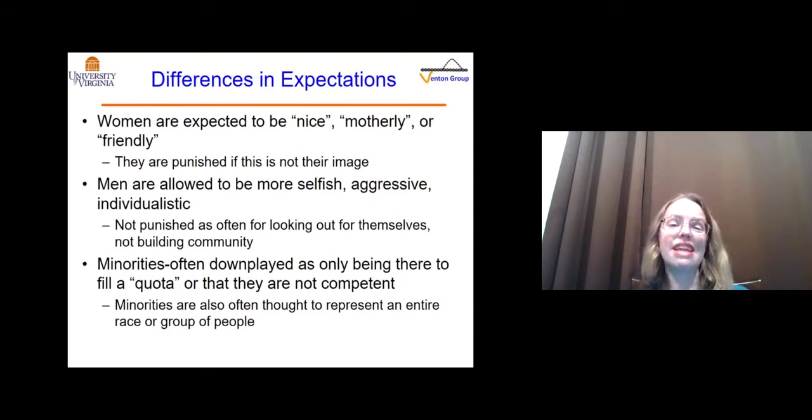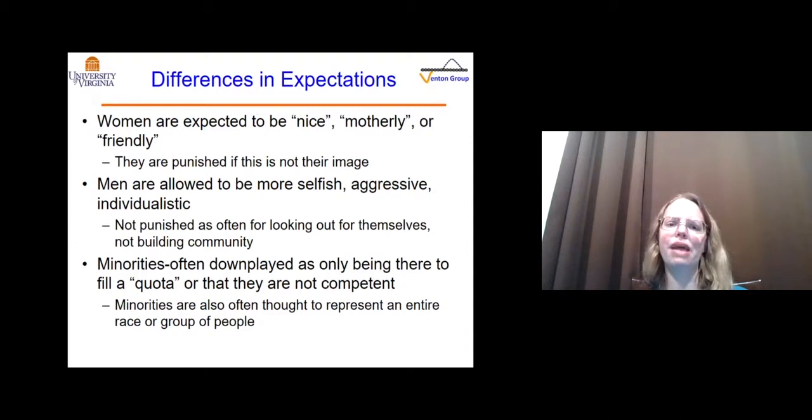There's also a lot of differences in expectations, right? In the workplace, women are also expected to be nice or motherly or friendly. And if this isn't your image, if you're looking hard-charging or too, you know, into your own project or something like that, then people don't like you, right? You know, you're not a nice person. Whereas men are often allowed to be a lot more selfish, aggressive, and individualistic, right? Women are supposed to be community-oriented, making sure everybody is succeeding.